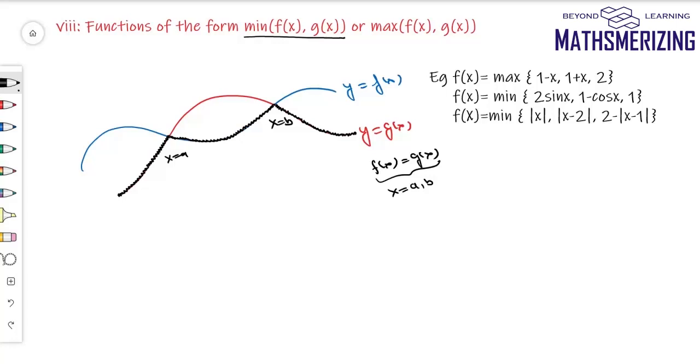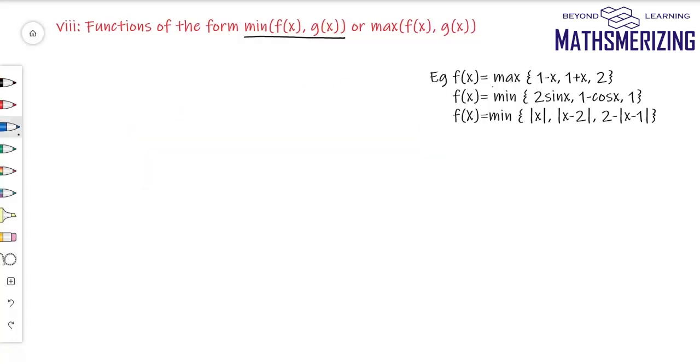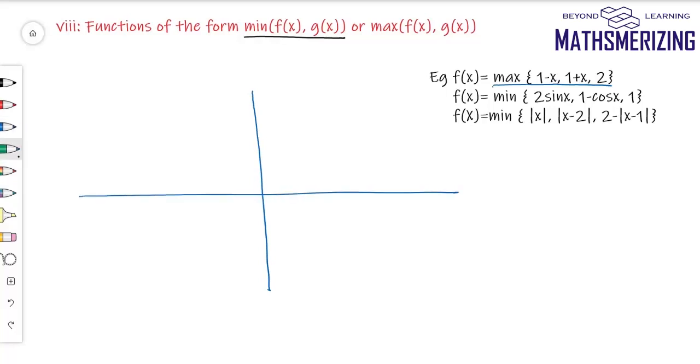And suppose if I have to choose maximum of fx and gx, then I'll choose the graph which lies above the other graph. So I'll take up an example. Now say for example, I have to draw the graph of fx equals maximum of 1 minus x, 1 plus x and 2. So I'll draw the coordinate axis and I'll draw the three graphs. So the first graph is y equals 1 minus x, which is a straight line. So when x is 0, y is 1. When x is 1, y is 0.